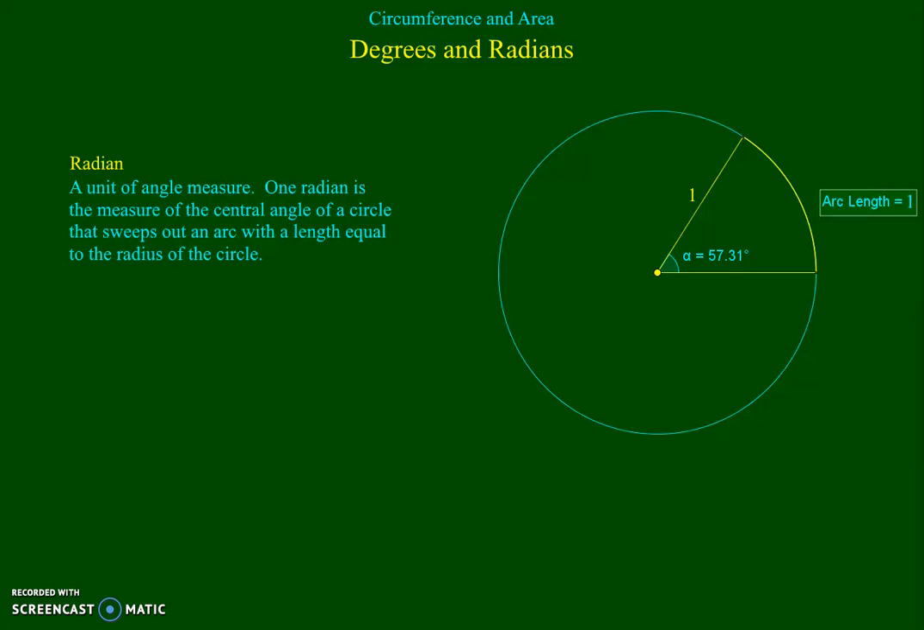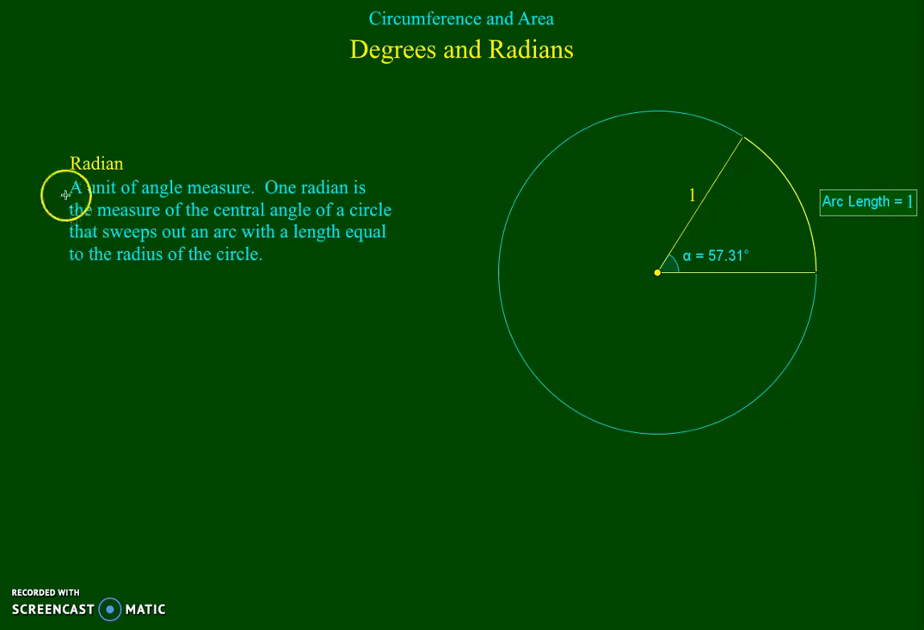This is part 2 of the series Circumference and Area, and we're going to start off this part by discussing an alternative unit of measure for measuring angles, and that's going to be called the radian. Now up to this point we've been using degrees. A circle is 360 degrees, and we've been using angle measures from 0 to 360 degrees up to this point. But now we need to look at an alternate unit measure, and that's called the radian.